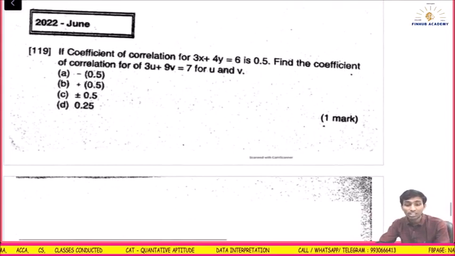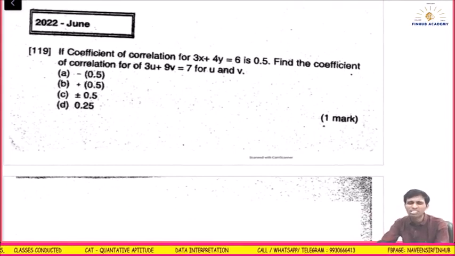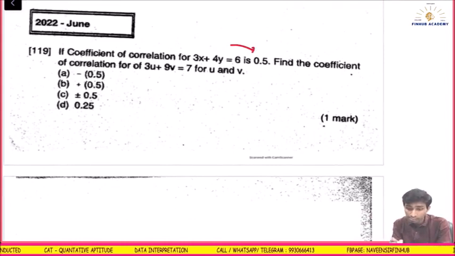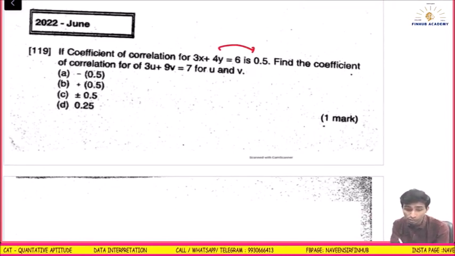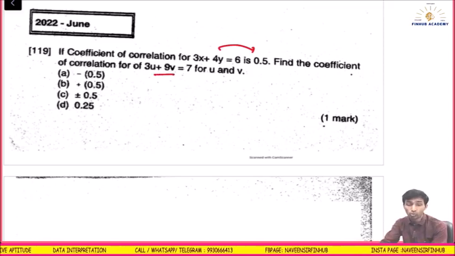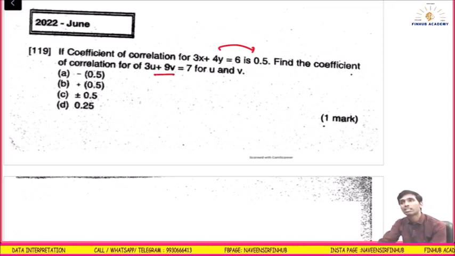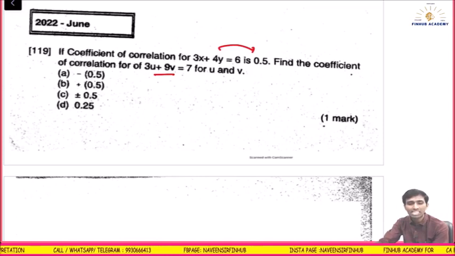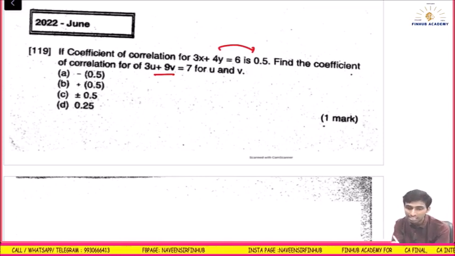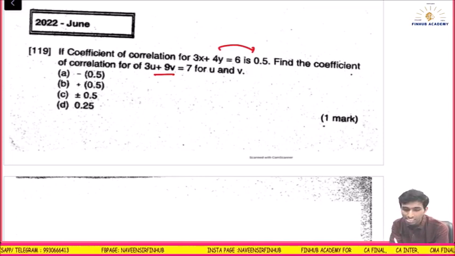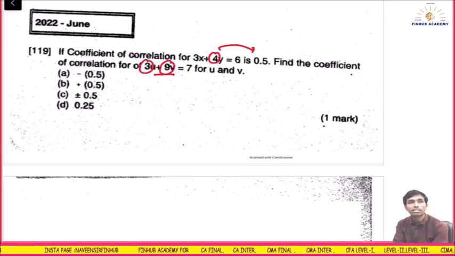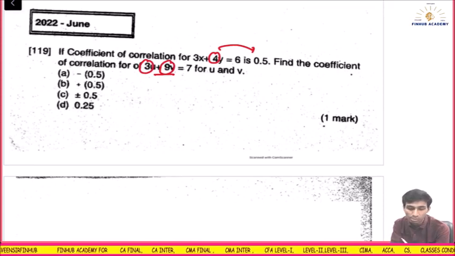Last exam. If the coefficient of correlation for this equation is 0.5, find the coefficient of correlation for u and v. You remember what I said? It will always be the same, because here the coefficient of u is also positive, and the coefficient of y is also positive. Both are positive only. Understood? So ultimately it will not change. It will be 0.5 only.